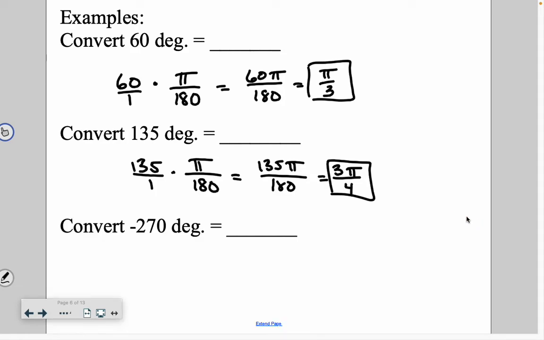Okay, do this one on your own real quickly. Negative 270. Just put the negative, by the way, the negative doesn't change anything. It just means that we're going the opposite direction. But convert 270 degrees into radians.